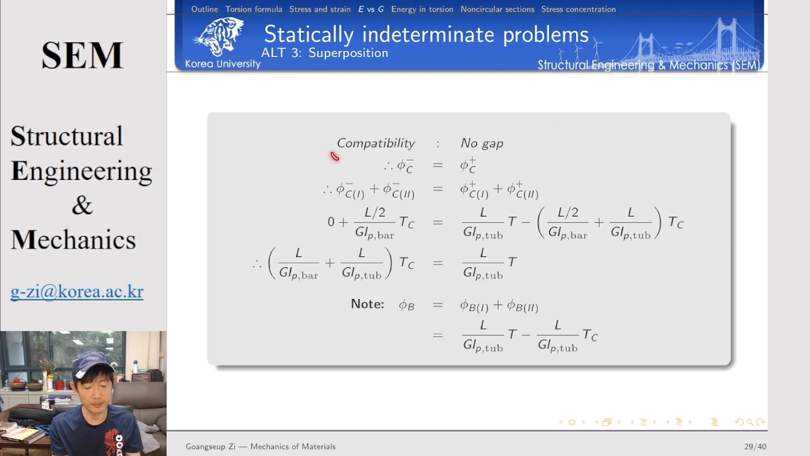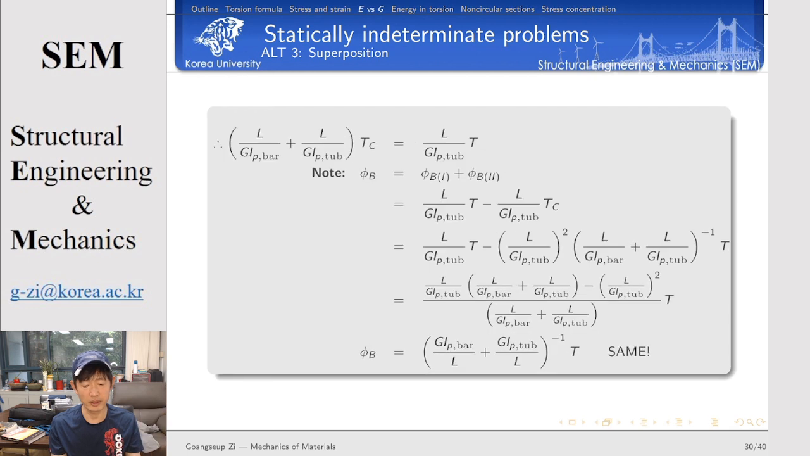This is compatibility. To obtain this displacement, we have to superpose the displacement from system 1 and system 2, and also vice versa, same here. If we plug in all the information that we calculated before, finally we have the same result. In this case the calculation is a little bit more complicated, and please follow the lecture note that I uploaded today, and you can get the same conclusion. Whatever we do, we can get the same result, as long as you follow the procedure carefully.